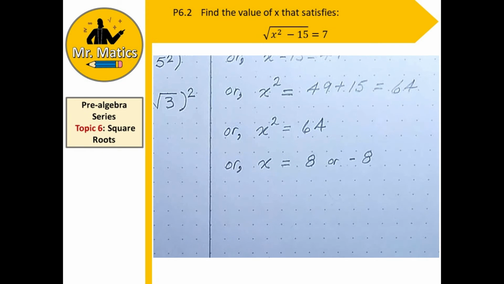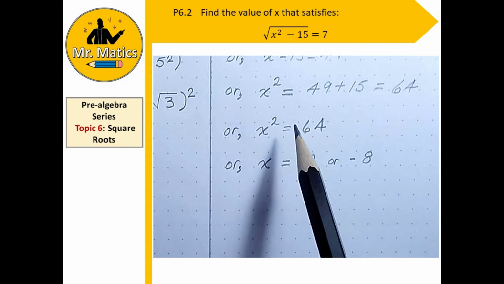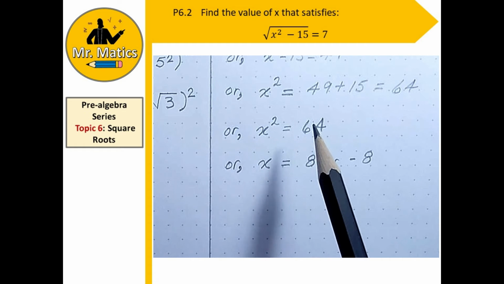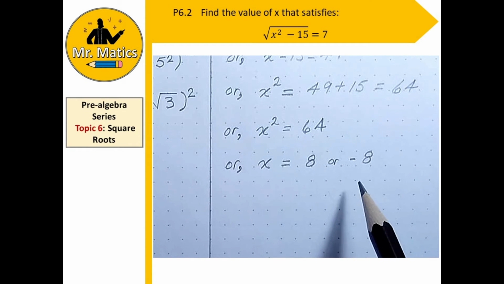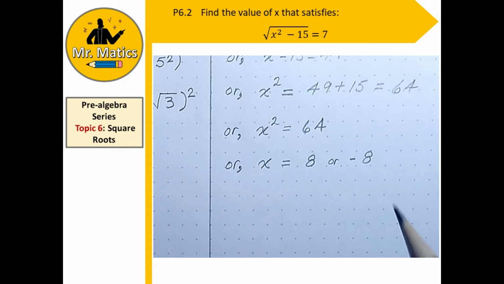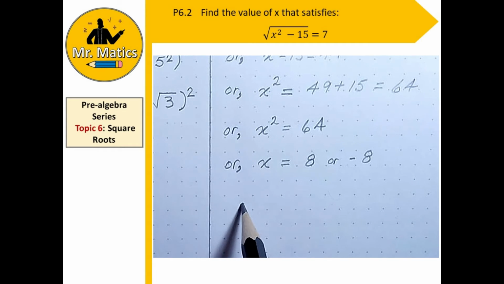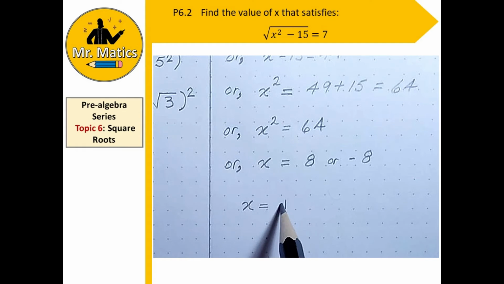Why minus 8? Because minus 8 times minus 8, which is minus 8 whole square, it also gives 64. So make sure that you use both roots. It is simply written as plus or minus 8 to represent that both solutions are possible. And that is your answer.